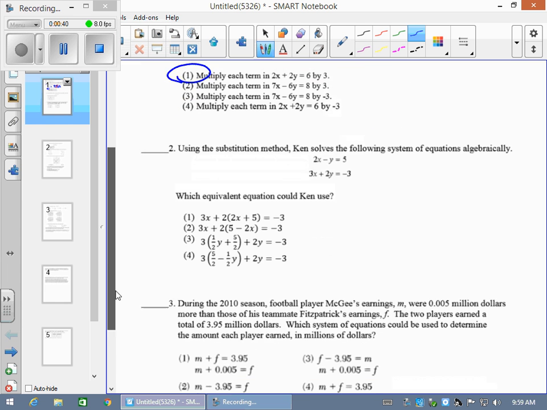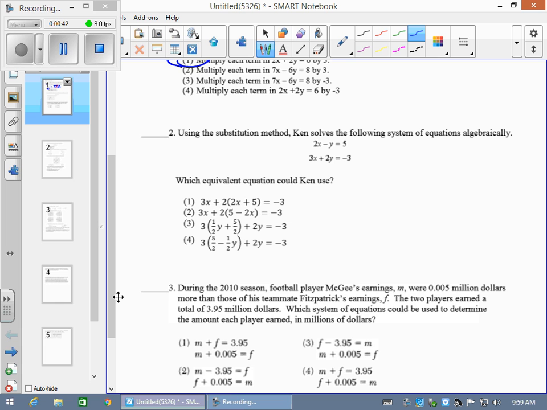Question 2 is definitely a tricky question. Can you use substitution to solve the system? Now, if you look at your choices, all of these choices have a substitution into the second equation. So that means you want to take the first equation and solve it for x, and then solve it for y, and see which substitution is correct.